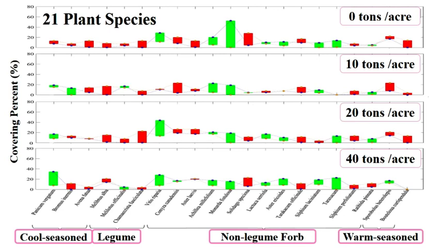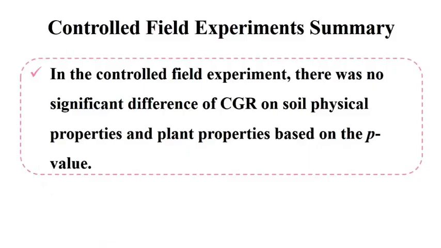The red bar shows the increase of a certain plant species after 10 months with the slurry dumped. The green bar shows the decrease of a certain plant species after we dumped the slurry for 10 months. So we can see there is no obvious change after we dumped the slurry, because for different treatments there are both increasing and decreasing plant species, and CGR didn't have a significant influence on the variety of the plants. So for the controlled field experiment summary, there was no significant difference of CGR on soil physical and plant properties based on the p-value.